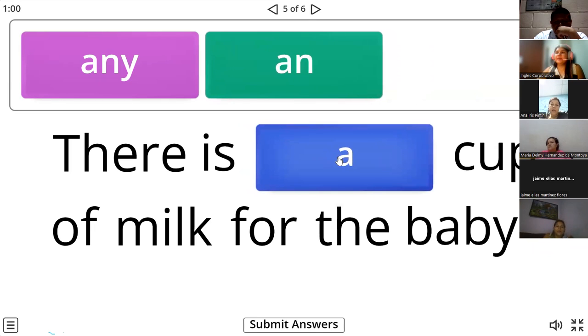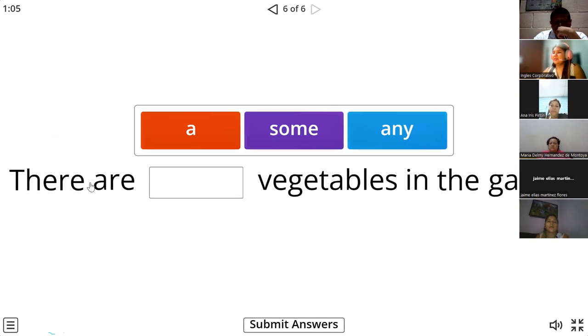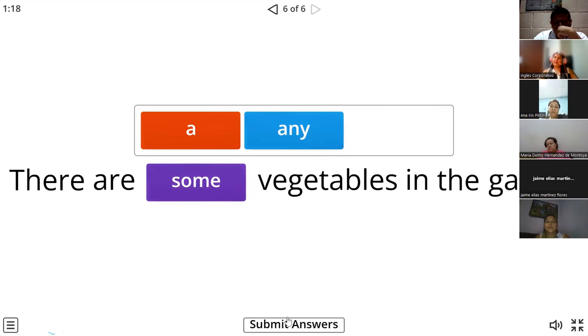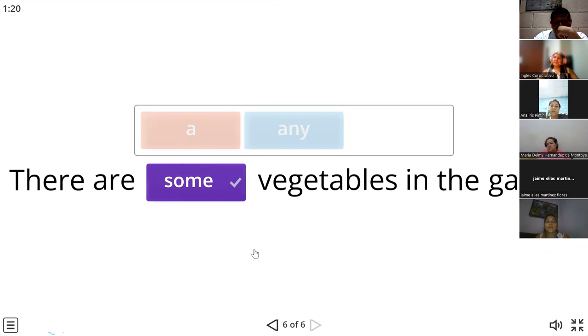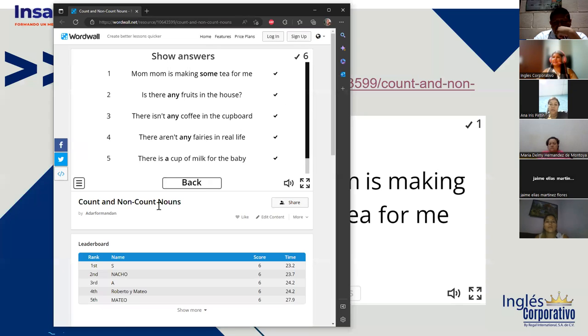Okay, there is a cup of milk for the baby. There are vegetables in the garden. Vegetable, that is plural. There are some vegetables in the garden. Okay, good. Okay, very good. So you know how to use any and some, and also a or an. Okay, good. Questions about that?